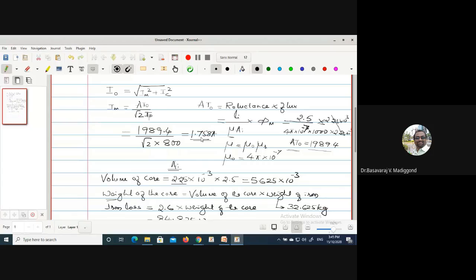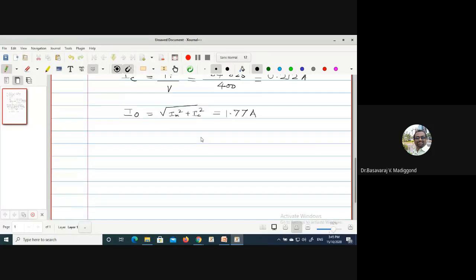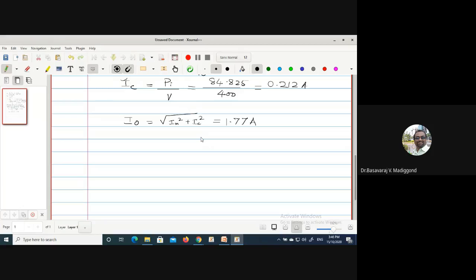Be careful, okay? So I naught, the no load current, is 1.77 amperes. Okay, this is how you have to calculate. What do you conclude from all these solutions? What have you understood?